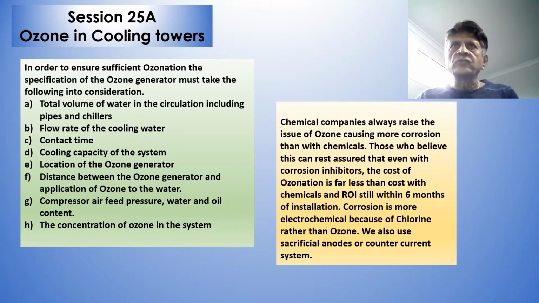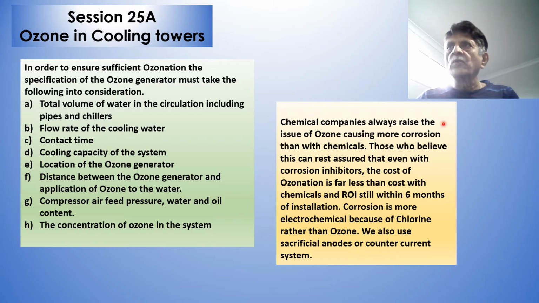In order to ensure sufficient ozonation, the specification of the ozone generator must take the following into consideration: the total volume of water in the circulation including pipes and chillers, the flow rate of the cooling water, contact time, exposure of ozone to the cooling tower water, the cooling capacity of the system, the location of the ozone generator, the distance between the ozone generator and the application of ozone to the water, the compressor air feed pressure, water and oil content, then the concentration of ozone in the system.